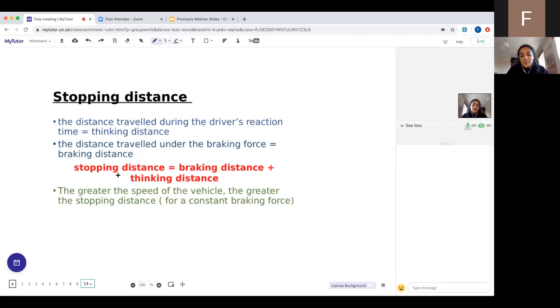Now, the greater the speed of the vehicle, the greater the stopping distance, which is why it can be so dangerous to do high speeds, because it's so slow to stop.